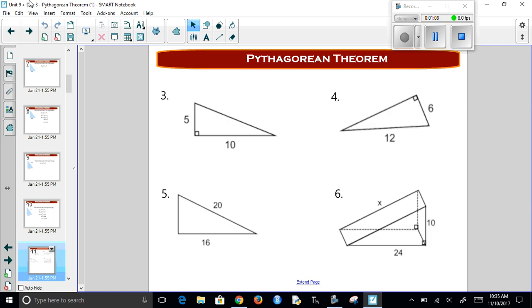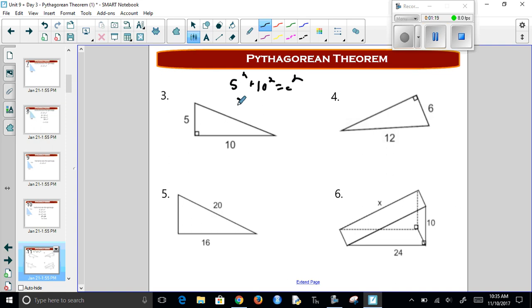But now, what's new is we're going to add things that aren't nice numbers. So if I want to do this one, I have 5 squared plus 10 squared is equal to c squared. That's 25 plus 100 equals c squared. So that's 125.